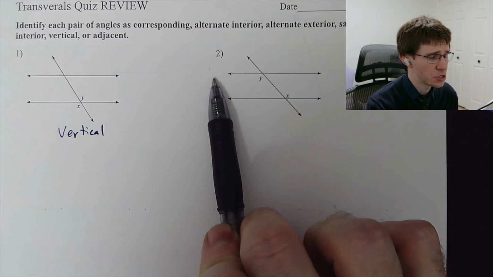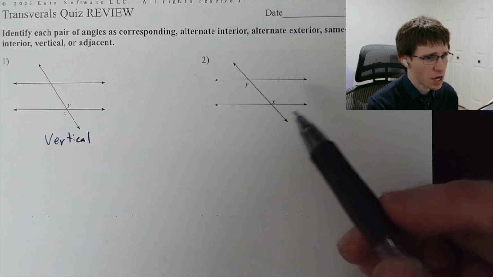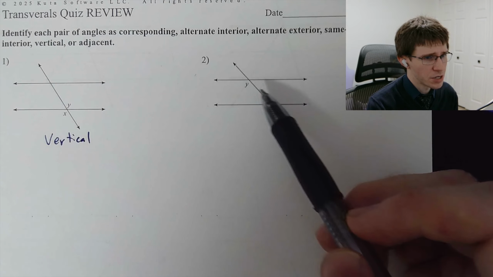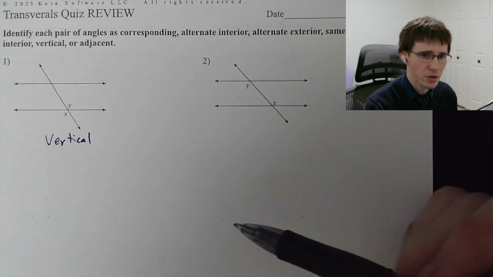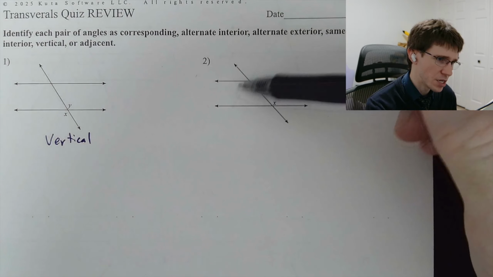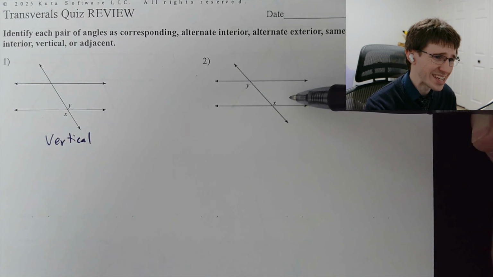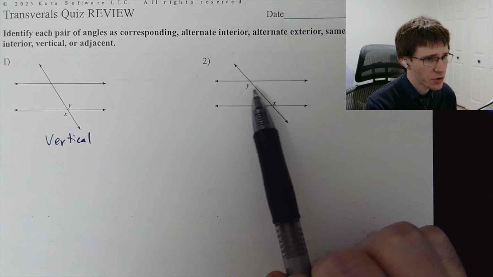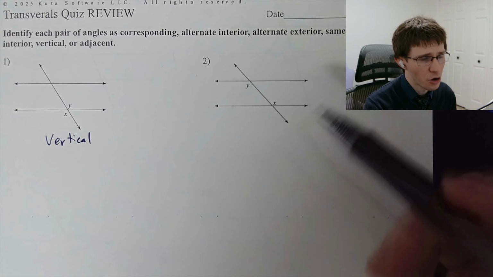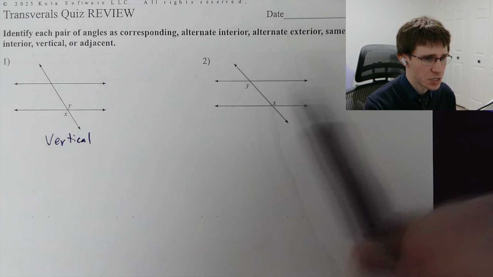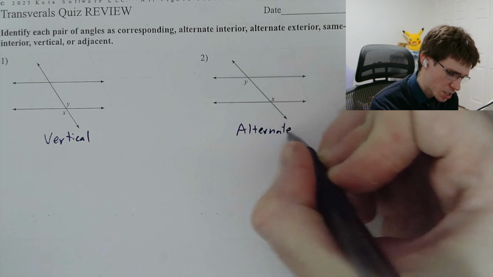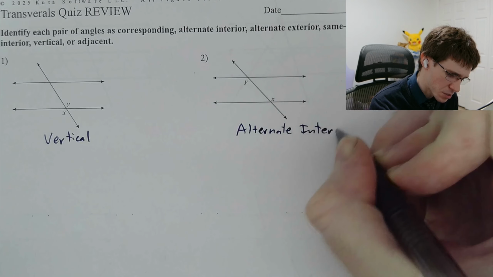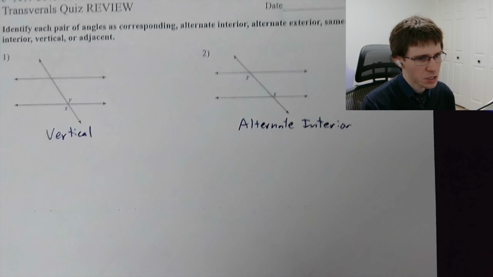On question number 2, the idea is that we have angles that are on different crosses. Anytime they're on different crosses, they're not going to be vertical or adjacent. They're going to be one of the new words. Remember that if it's in between the two, we say the word interior, and these are on different sides of the line, so we say alternate. So alternate interior angles. And continuing on, let's go on to our next couple of questions.